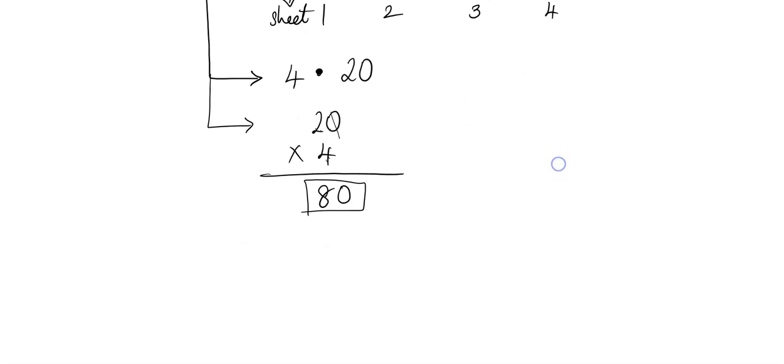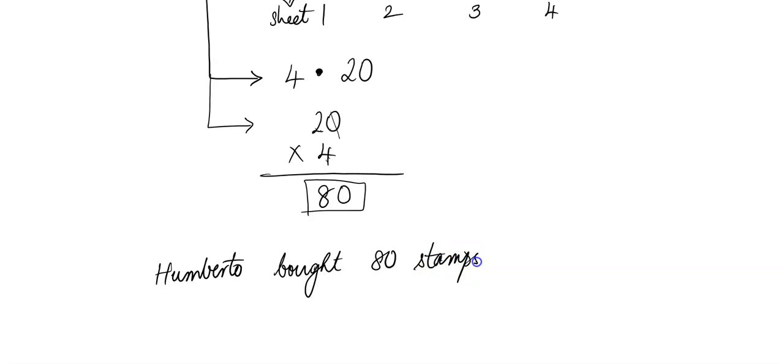All right, so you come back here and, because it's a word problem, we're going to come back and say Umberto bought 80 stamps in total. Or you can skip the word in total because it wasn't there in the problem. But 80 is the numerical value and stamps is the measure, the unit of measure, right? We're saying what it is. 80 what? 80 stamps.